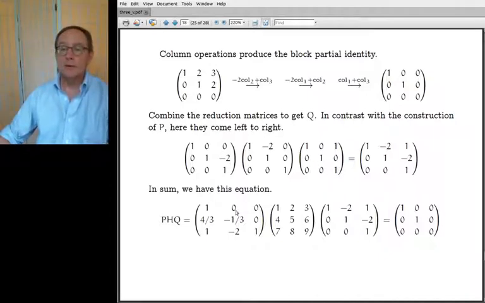Anyway, you put them down, P, H, Q, and you get the block partial identity form. It's not a proof, it's only an example, but it's pretty clear that you can do this with I's and J's, isn't it?